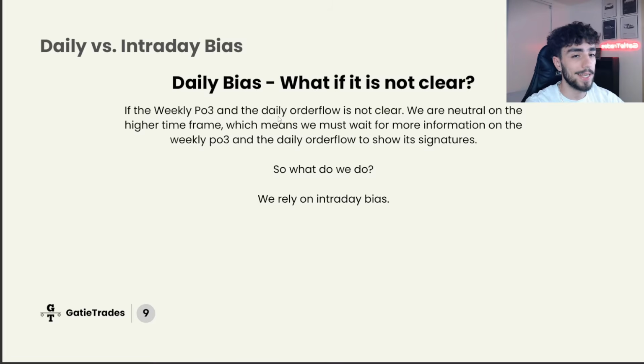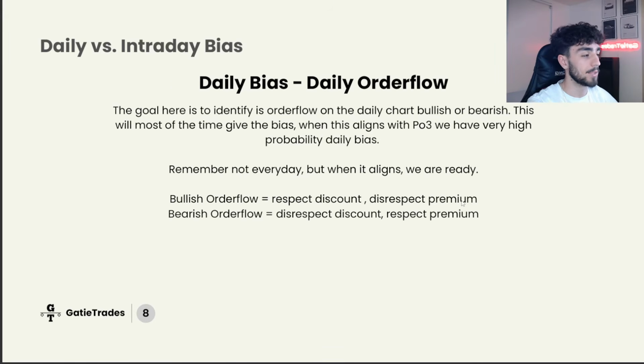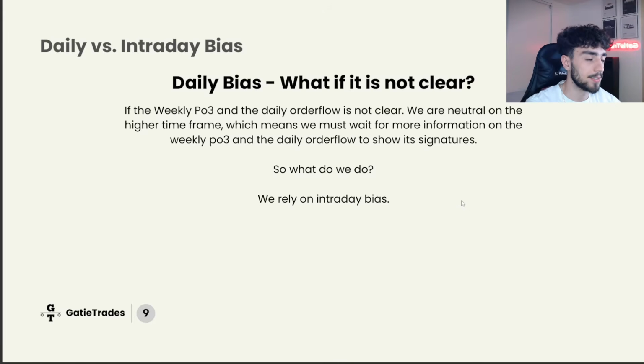Now, when you're trading daily bias, ideally your intraday bias aligns, right? If your daily bias is bullish, but right now you're bearish, it doesn't mean much. You're going to have to wait, right? But the key here is very simple. Now, we're not trying to complicate things. If the daily bias is not clear, we will rely on intraday bias.